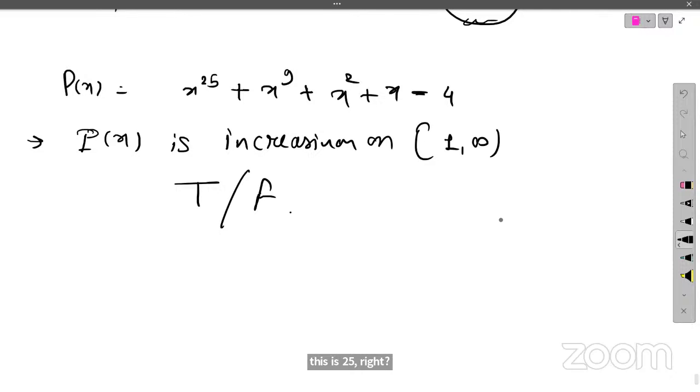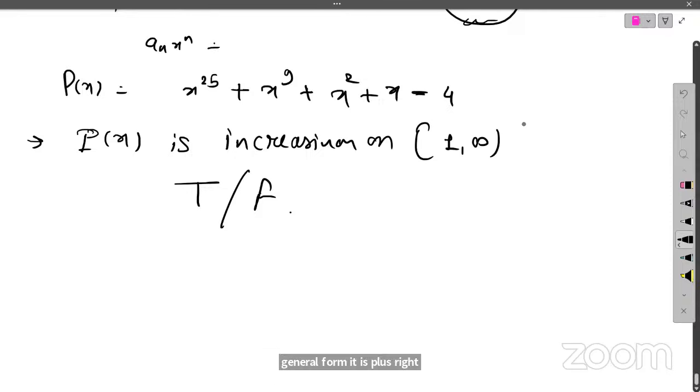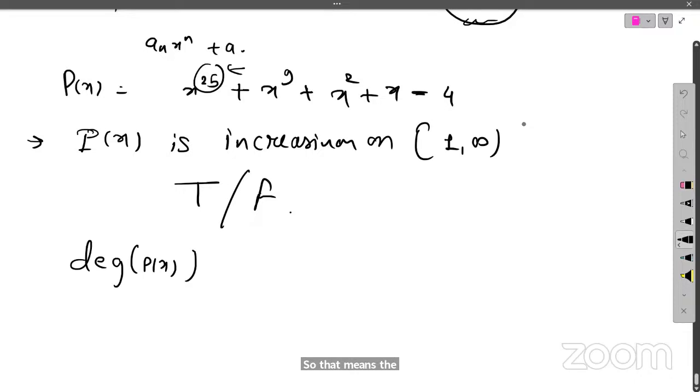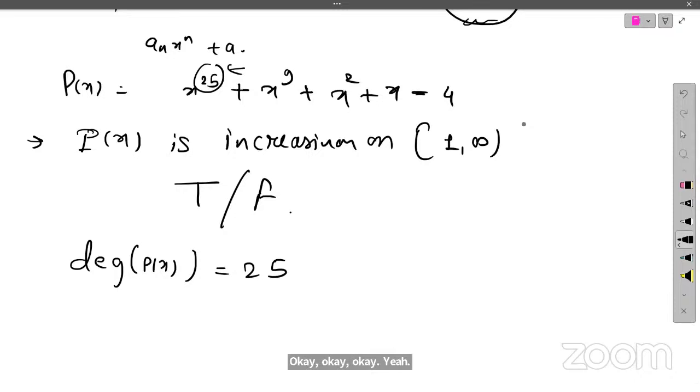Ma'am, it is increasing because if you sum the degree, it is coming to 38. No, wait. Here you don't need to sum the degree, correct? Because it is given already in the general form. It is plus, right? Yes, x to the power n will be increasing. The degree is 25, the highest. So the degree of p(x) is the maximum degree, 25. That's the difference you have to consider: it is not in factor form, so the degree will be the maximum power.